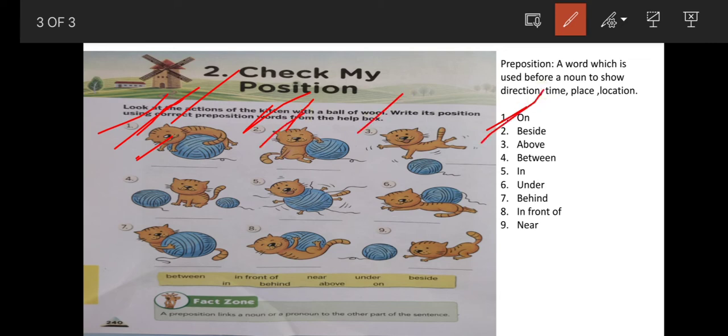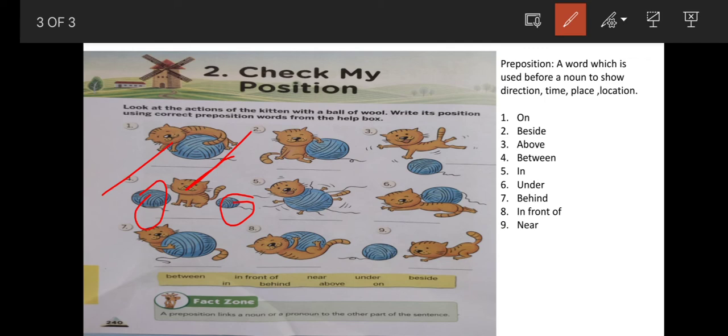Question 3. What is the position of the cat from the wool? This position we call it as above. The cat's position is called above. So the cat is above the wool. Next, question 4. Here we can see a ball of wool. Here also we can see a ball of wool. And here we can see the kitten. The kitten is at which position? That is between. Right between in the given blank.